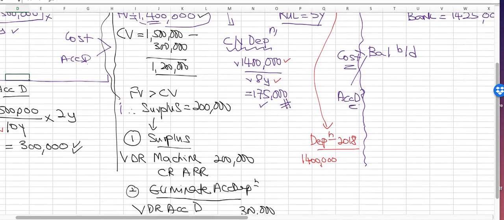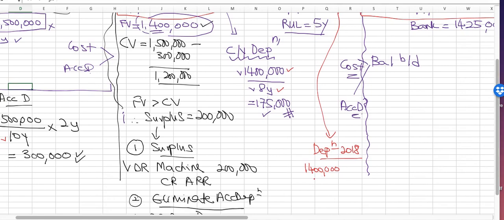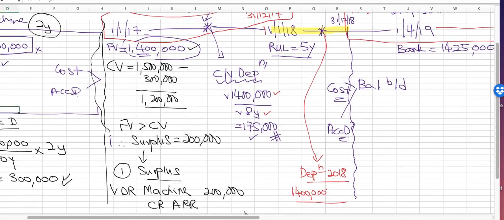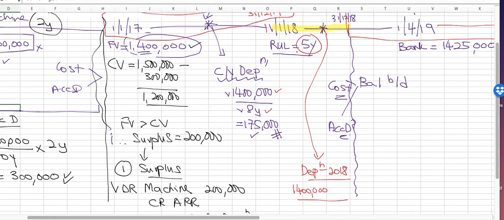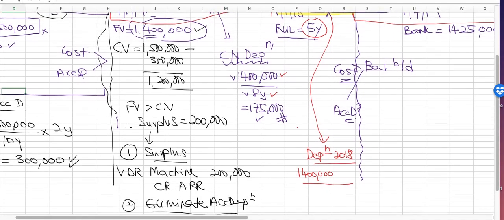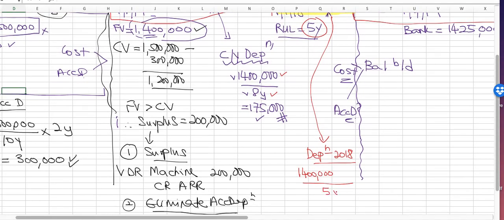Now this is another way. You have 1.4 million, but what should you divide by? It should be divided by 8. The same. Because it has been revalued, for the subsequent years you will divide by 8, divide by 8, divide by 8, because it is a straight line method. But for this case, because the question gives you the remaining useful life of 5 years, instead of 8, you divide by 5.